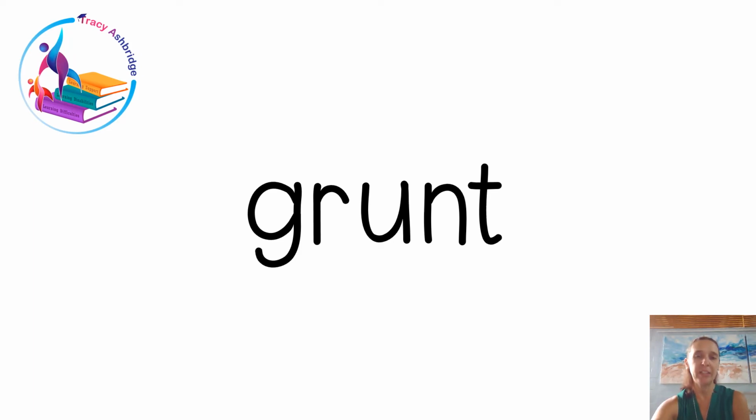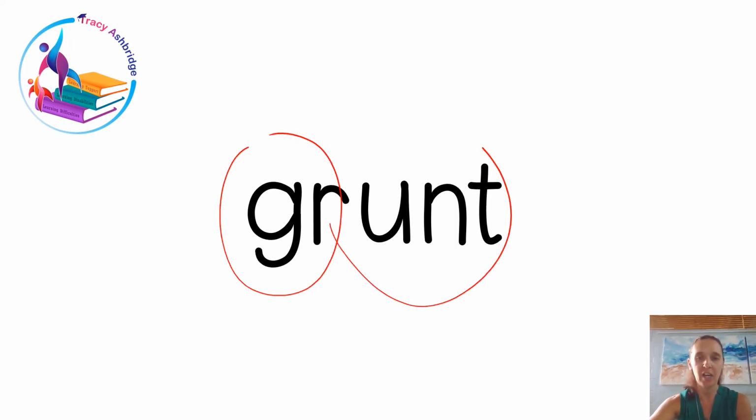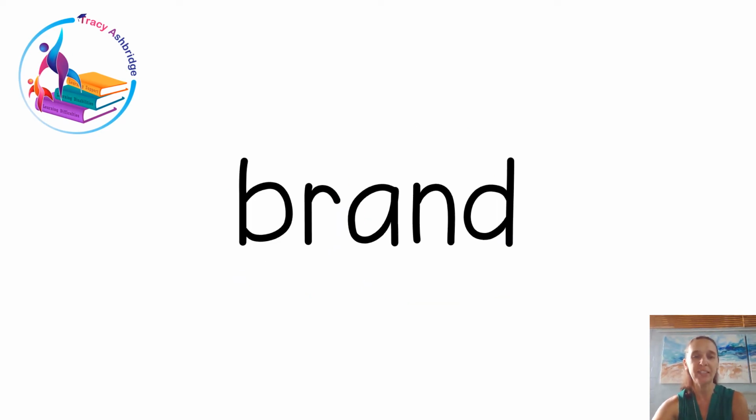Now for some children, they find it really hard to hold this amount of information in their head. So you might want to then chunk it and go gr, unt. So instead of having to remember 5 sounds, they're going to only remember 2 chunks, which is easier on the memory. So you go gr, unt, gr, unt, grunt.